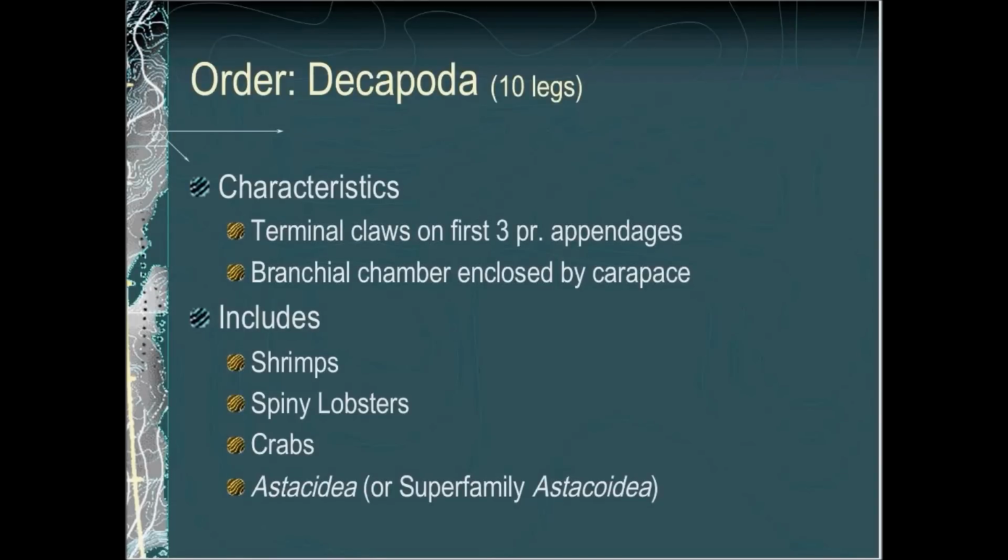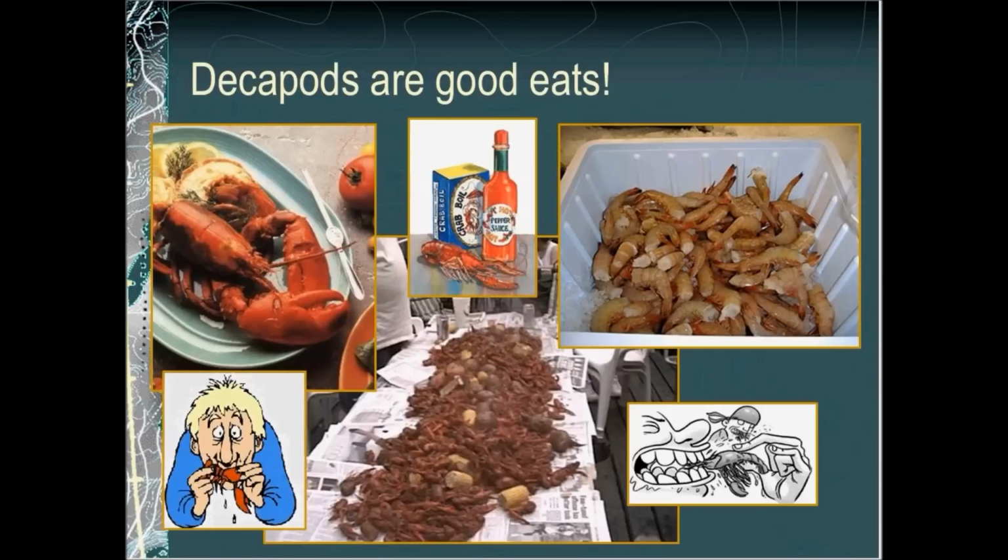Other characteristics, the first 3 appendages are called chelate, or have little claws on them. The big set of claws are very obvious and have probably pinched you, but the next two sets of legs also have little claws on them as well. These include shrimps, spiny lobsters, crabs, and crayfish. And if you look at that list, you may have started to come to the realization that, hey, these decapods are pretty good to eat.